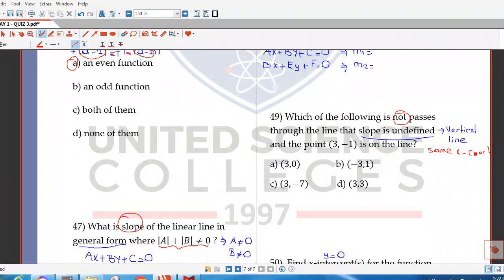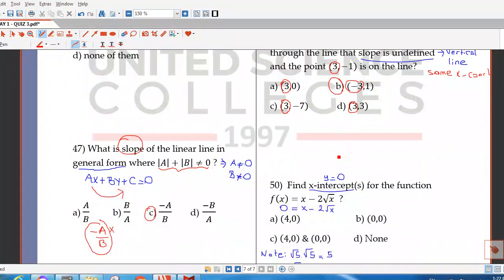So let me look at the x coordinate of my point. The x coordinate of my point is 3. So there is 3, there is 3, there is 3. So these are the points which are on the line that I have. The different value is negative 3, so it is the point which is not on our line. Answer of 49 is B.